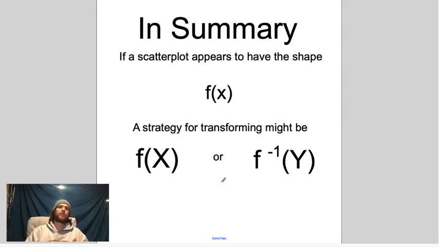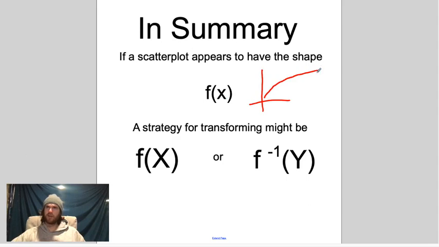But if a scatterplot appears to have the shape of some function f of x, so let's say, for example, when I was looking at the shape of my curve, it kind of looked like it could be a cube root, or a square root, or shaped like a logarithm. Typically, what you do then is take one of those parent functions, cube root, square root, fourth root, whatever. Choose one, and do that to all of your x data. That's one strategy that works.